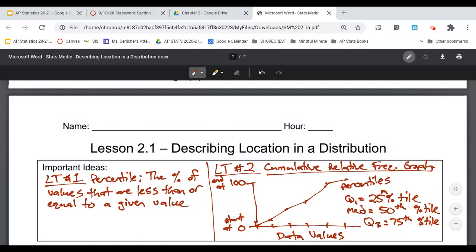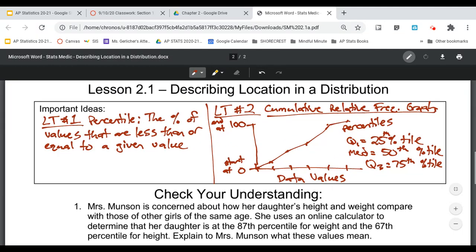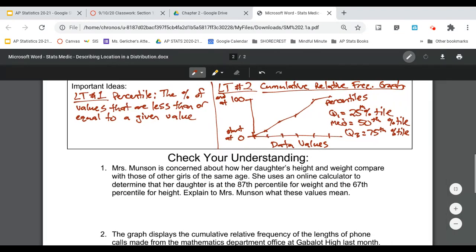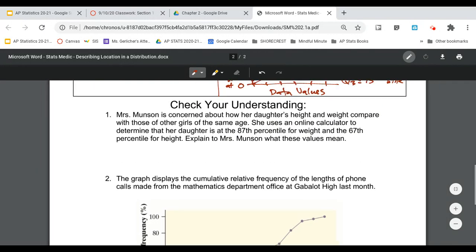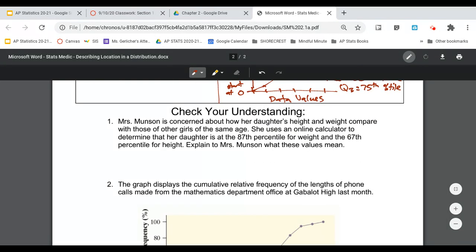So at this point, I want you to do the check your understanding. There are 2 problems. So you're going to pause the video. You're going to go do the check your understanding as best as you can. And then you'll restart the video. And at that point, I will be going over it. And then that will be the lesson for today. All right, pause the video and do the check your understanding.